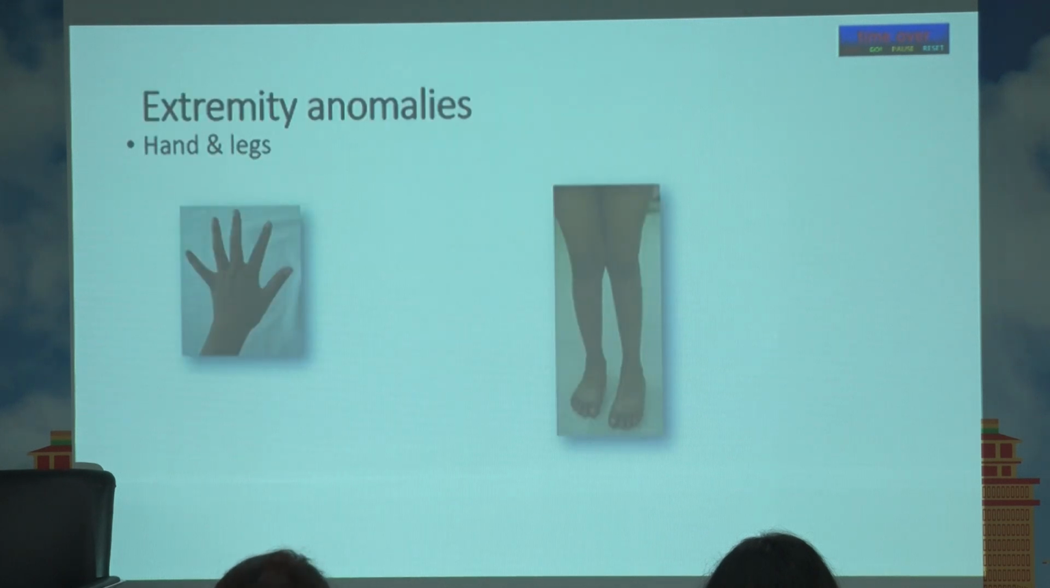This is showing arachnodactyly and clinodactyly in these cases. They can have a lot of orthopedic issues, which was known as Hanhart syndrome. So orthopedics people look at it differently, as we look at it differently.